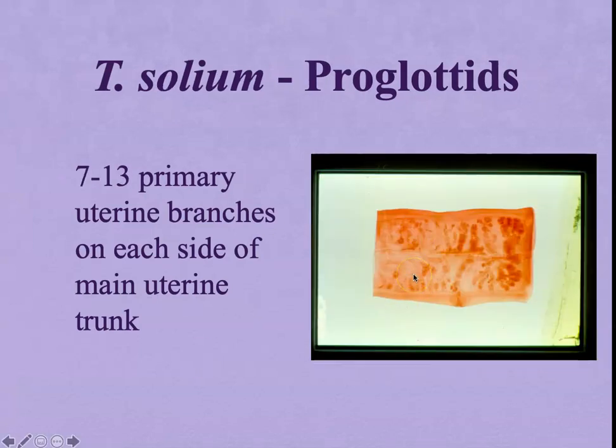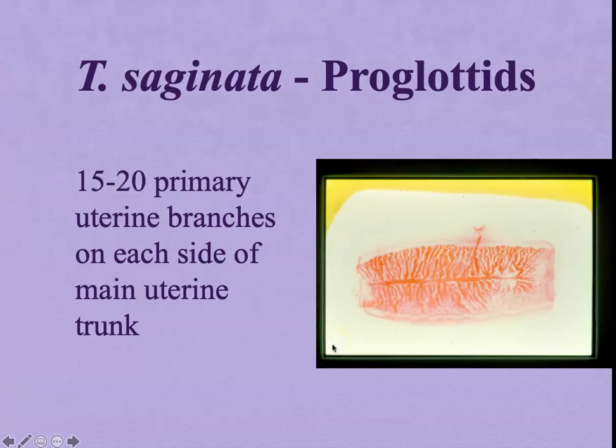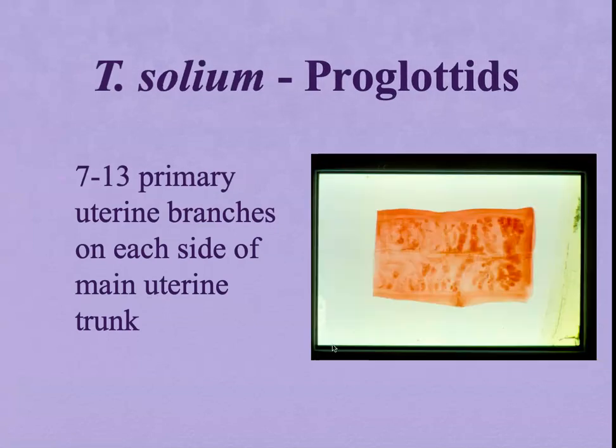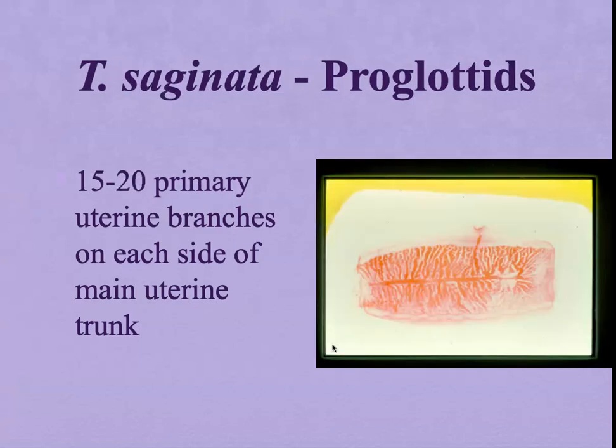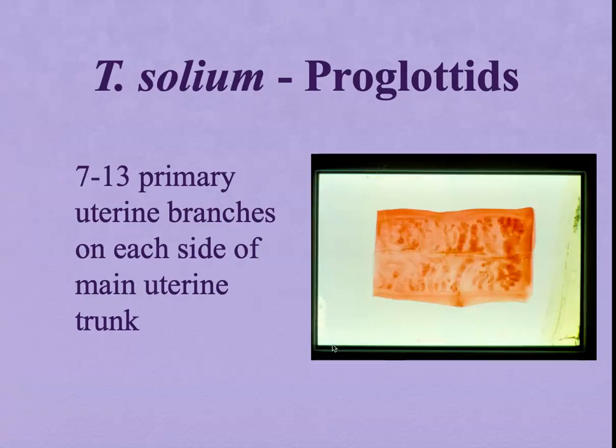So I know it's hard to count in this picture. Technically, there are about 7 to 13 on each side of the uterine trunk for Taenia solium. But the take-home message here is that if these two pictures were right next to each other, you'd be able to tell that this picture has more branching than this one does. So that's the main point: if you had these side by side, you could tell them apart. Taenia saginata has more than Taenia solium.